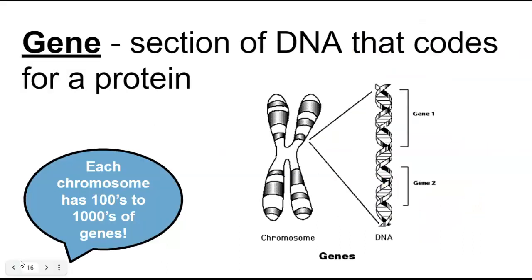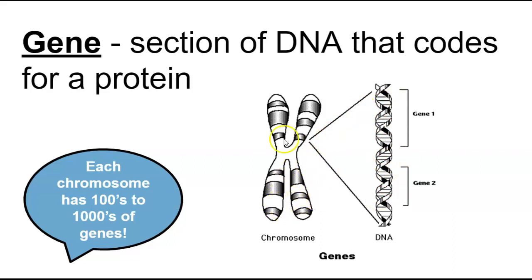You'll notice in the word genetics, we have the word gene. Go ahead and write this definition down. A gene is a section of DNA that codes for a protein. You'll remember that DNA makes up chromosomes. Remember, you've got 46 chromosomes in each one of your cells? So this DNA has different regions, okay? And each of these regions is a gene.